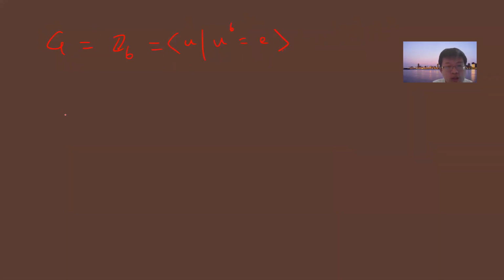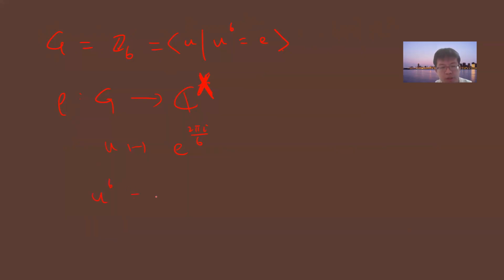And you can easily map rho from G to, let's say, the one-dimensional vector space, by invertible maps. So it's the non-zero complex numbers, right? So any U in G, I can map it to the exponential of 2 pi i divided by 6. You can easily check that this is a group representation.